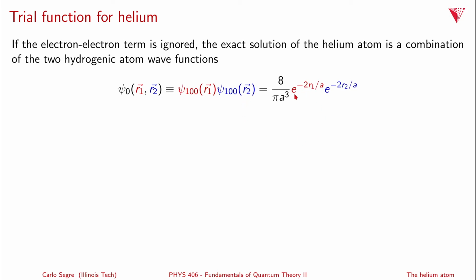Now this function looks like 8 over pi a cubed, e to the minus 2 R1 over a, times e to the minus 2 R2 over a.